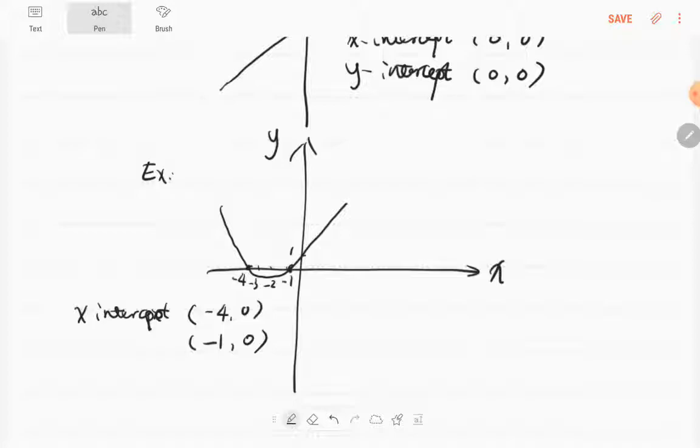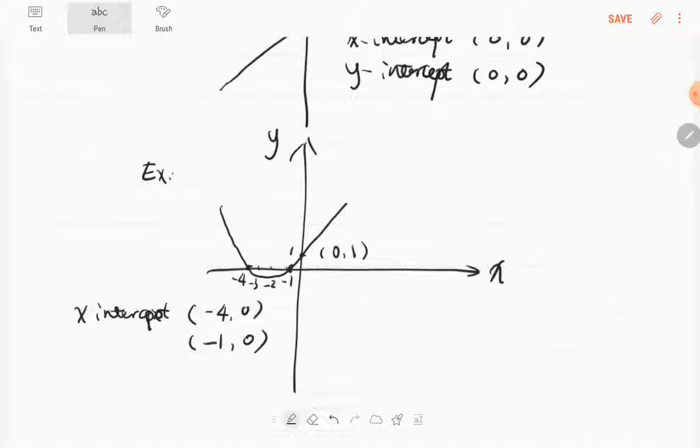And let's check the y-intercept. We find we only have one point that crosses the y-axis. Here, we know for any y-intercept, the x value is always equal to 0, and we only need to figure out what the y value is, right?